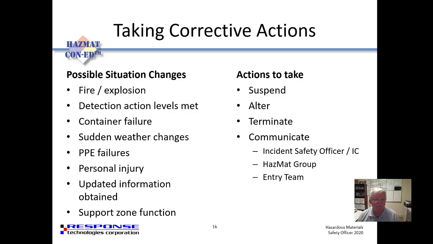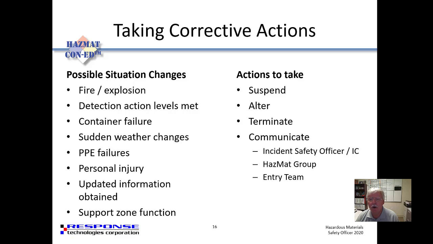If we get updated information about the material or the conditions that change the hazard analysis and risk assessment, that may require corrective action, or any support zone function that becomes compromised. If something in the support zone becomes compromised, it no longer allows the personnel to work safely, then corrective action is going to need to be taken. And those corrective actions can take the form of either suspending the operation, altering it, or terminating it.